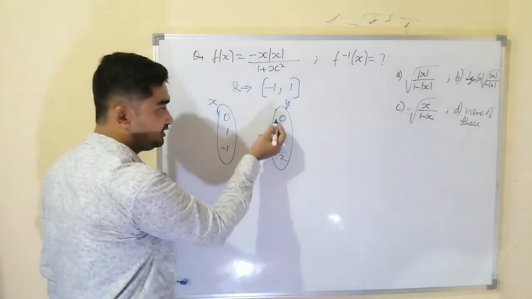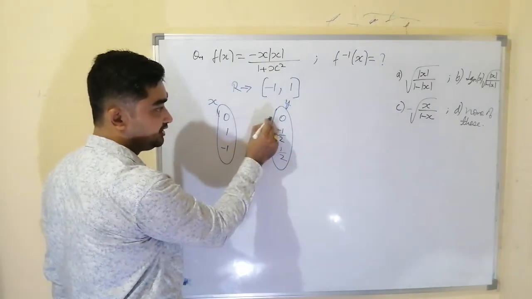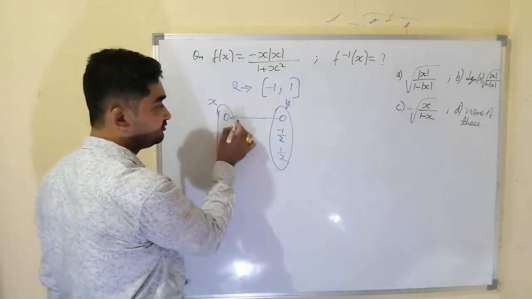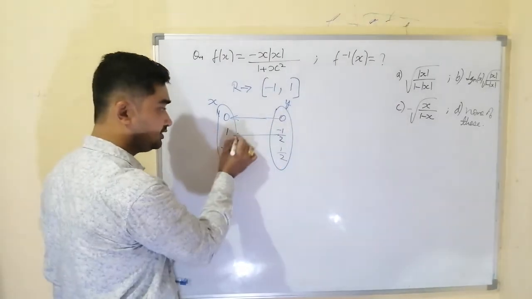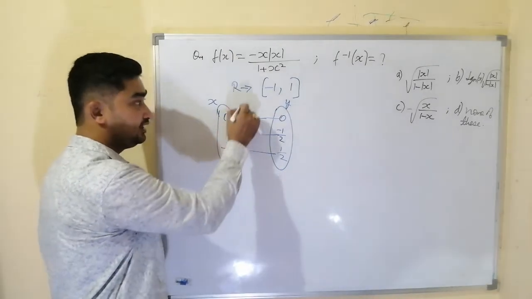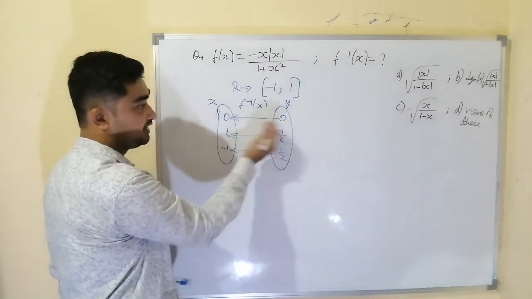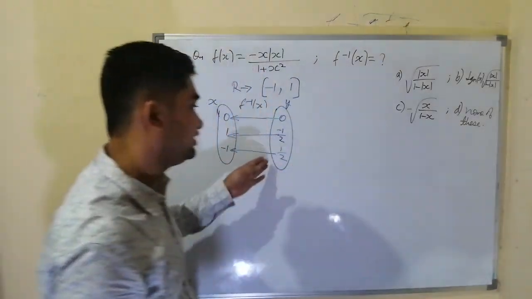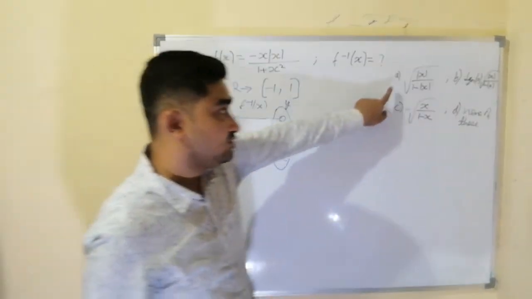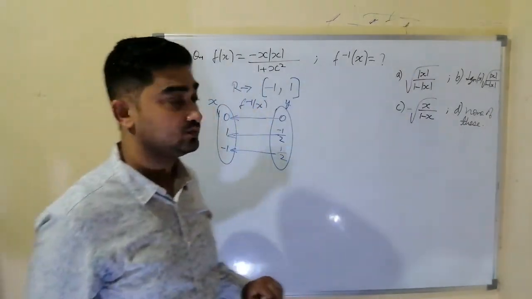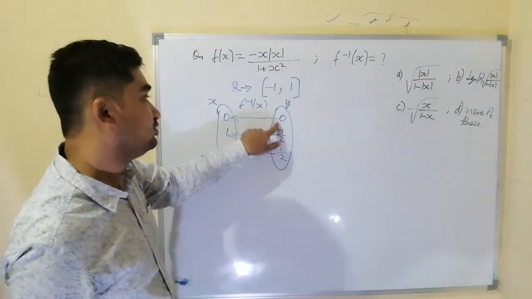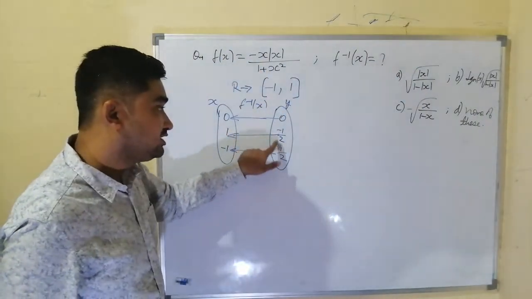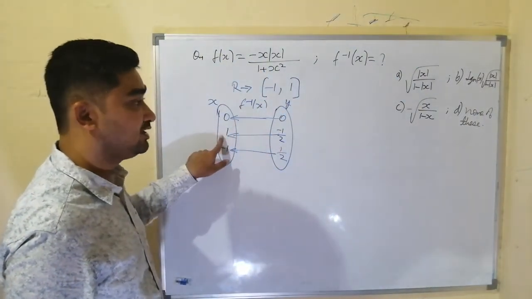Now, before taking the inverse, this is the function from here to here. But after taking the inverse, the function is from y to x. That means this is the function. It is f inverse x from y to x. Now from the given options, check which one is satisfying this condition. Let us assume option A is true. Then when the input is 0, the output should be 0. It is satisfying that.